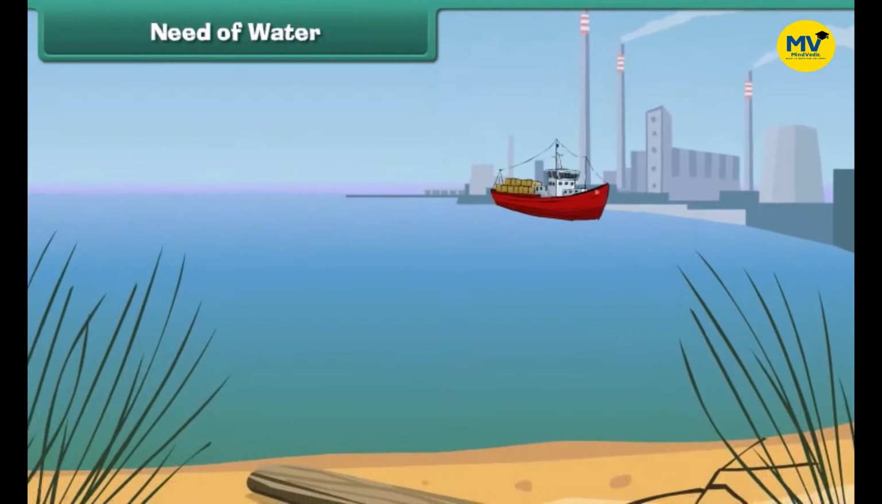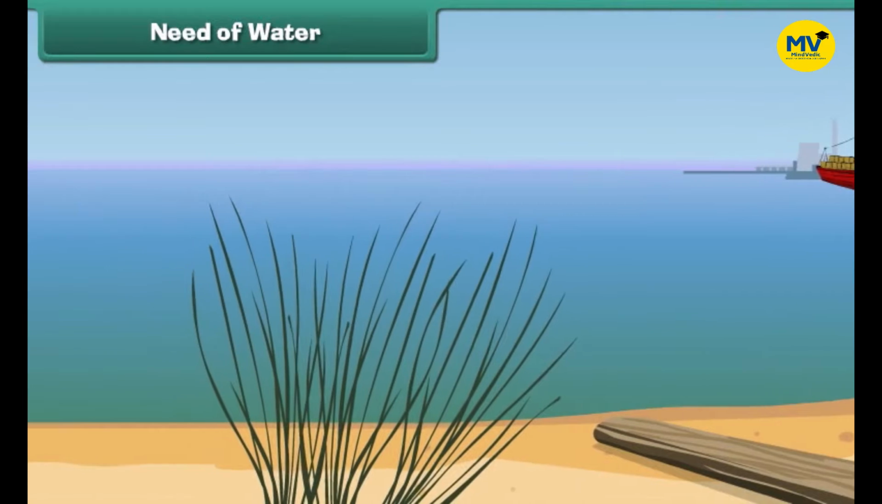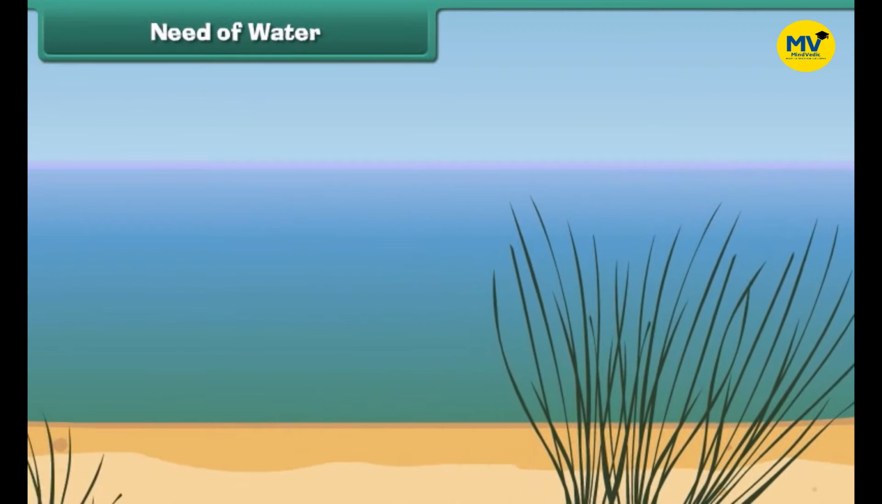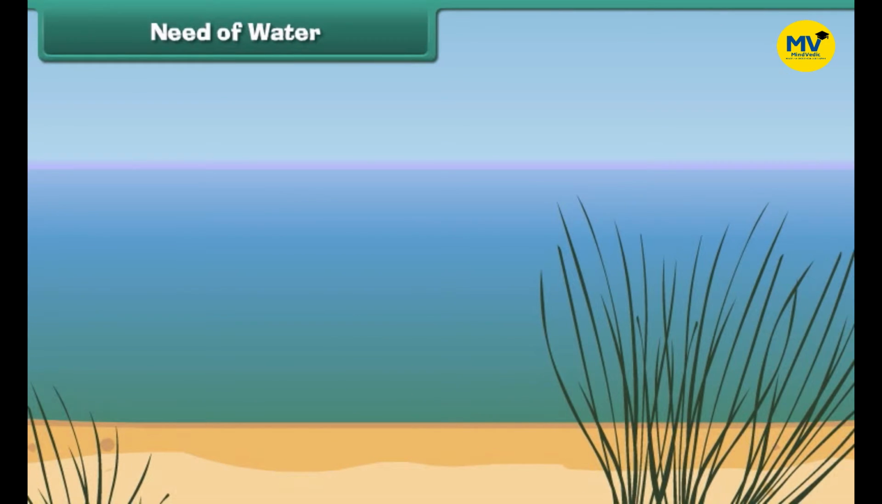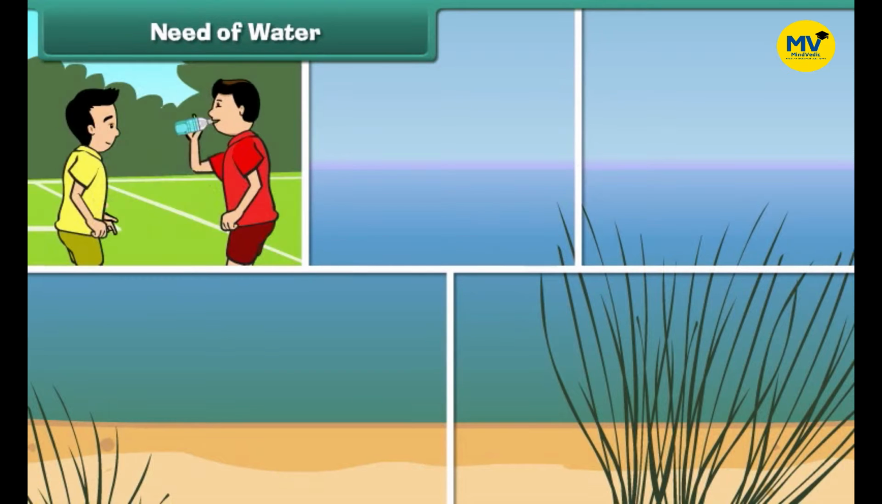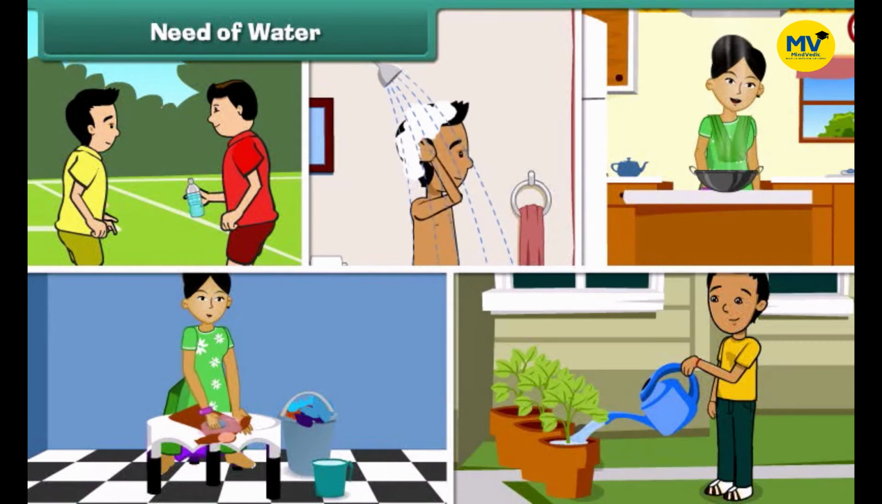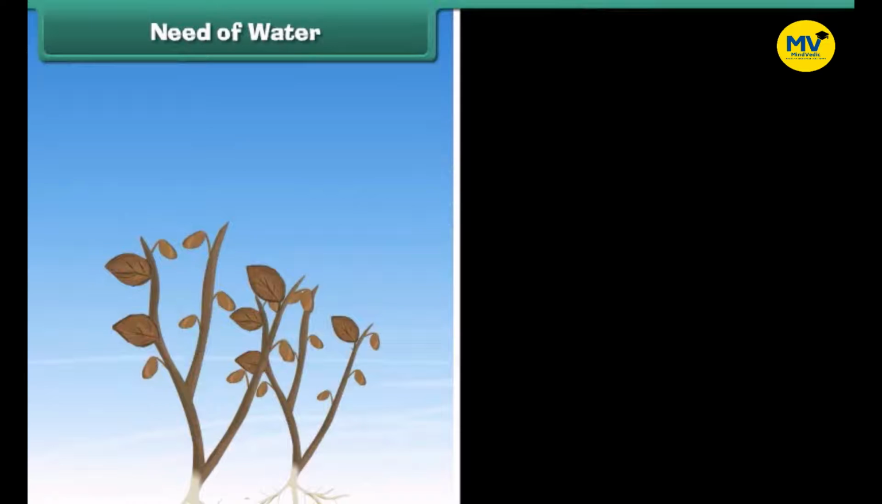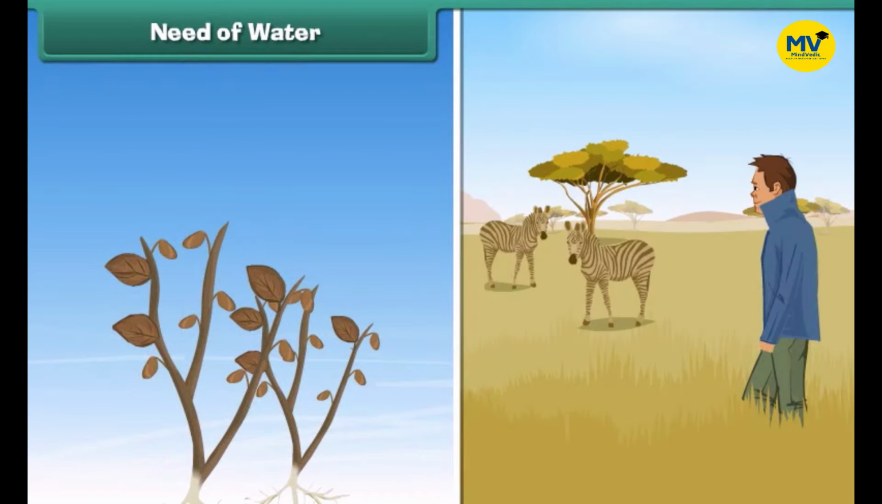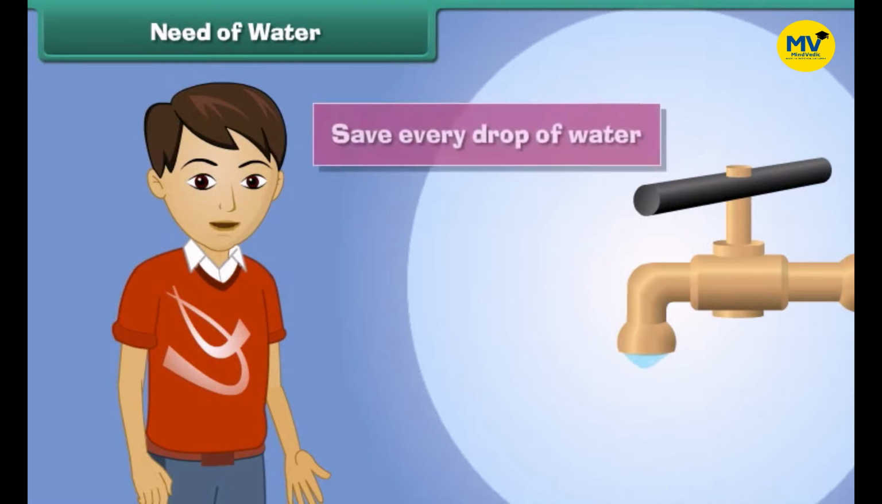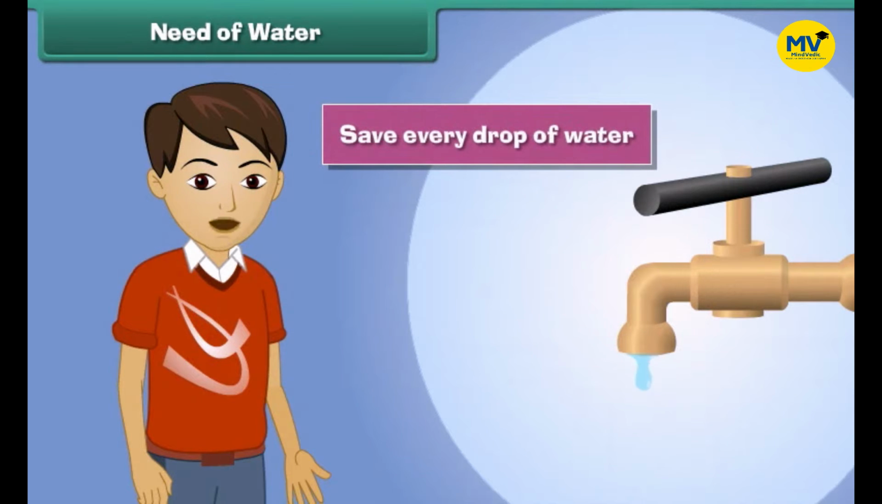We know air is very essential for our life, but did you ever wonder why water was so important? Yes, we need water to drink, to bath, to cook, to wash our clothes, to water plants, and for so many other reasons. It is true that without water, the plants would die and people and animals would go thirsty. So, children, save every drop of water and don't let it go waste.